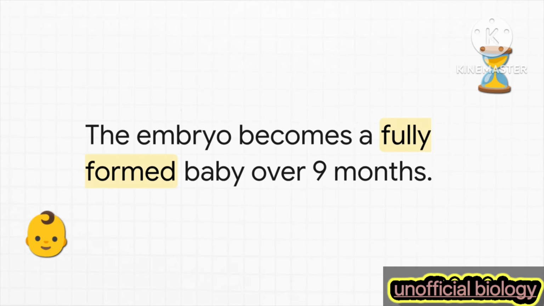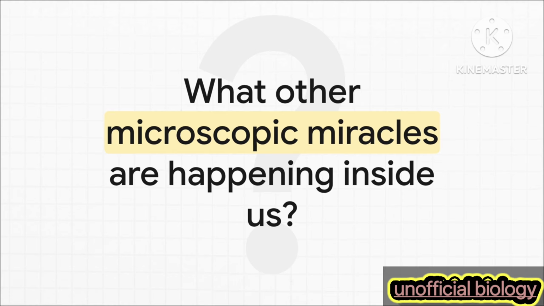From that single cell, embryogenesis begins. Over the next 9 months of pregnancy, the baby fully develops inside the uterus, with the strong pelvic floor muscles continuously supporting all that growing weight. And after those 9 months, the fully developed baby is ready to leave the mother's womb and enter the world. It truly is a microscopic miracle.